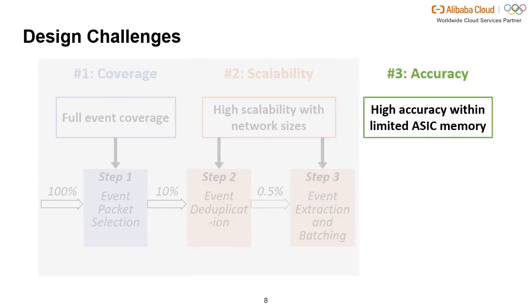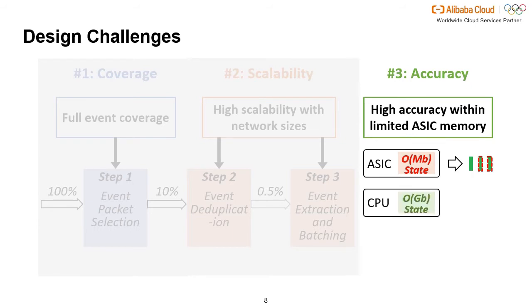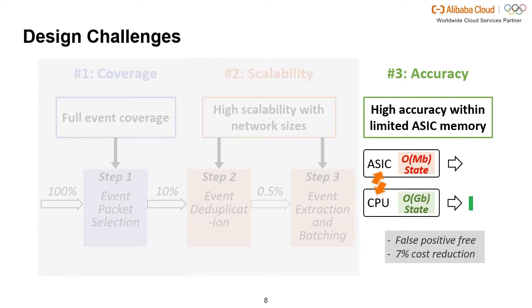The last challenge is keeping monitoring accuracy. Due to limited memory in switch ASIC, it is hard to keep high accuracy, and there are false positives in generated flow events. To overcome this challenge, we coordinate switch CPU with ASIC for false positive elimination. The CPU can leverage the massive memory to get accurate flow events with 7% cost reduction. Then, switch CPU will report the flow events to the backend storage via TCP transport, and the flow event reporting traffic will also be monitored by NetSeer.